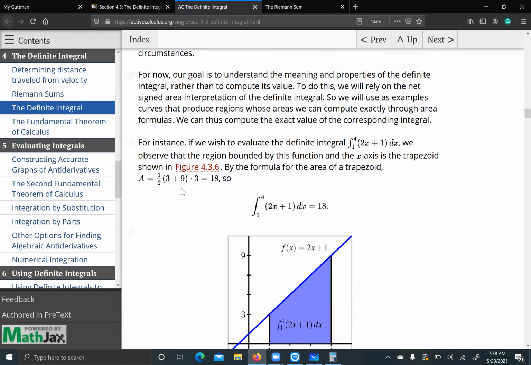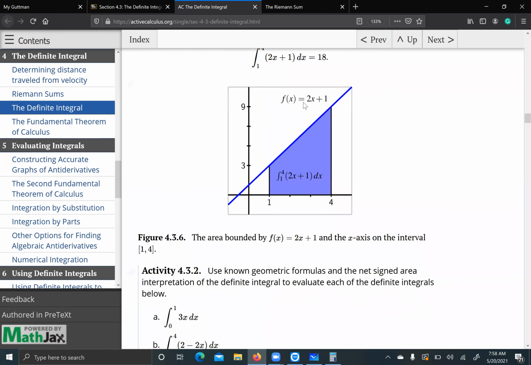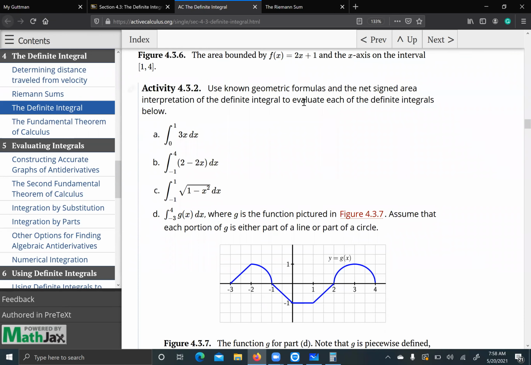It's half of 3 plus, because this side is 3, this side is 9, and this side is also 3. So we add the value of these two sides, 3 plus 9, and then multiply by the height, which is 3, and divide by 2. So we get 18. So you see, you evaluated this integral just by using the fact that this definite integral is the same as the area under this graph, which happens to be in a shape whose area we know how to calculate.